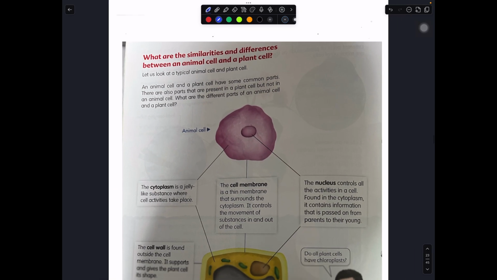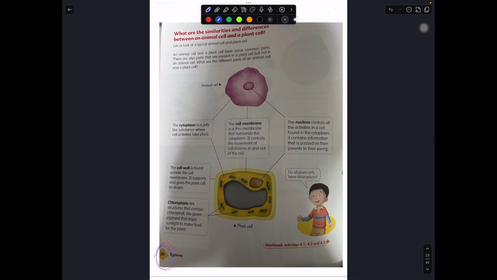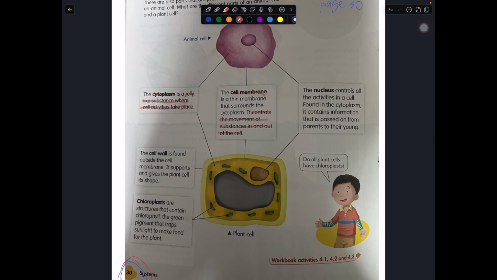Okay, so this is actually extracted from the Cycle textbook, the Cycle P5 textbook. This is P5 and P6 lah. Okay, so this is actually page 30. So this gives you a very nice description of the cell parts. The cytoplasm, then what is the function? Jelly-like substance where cell activity takes place. Cell membrane controls the movement of substances in and out of the cell. So this is actually the cell parts and the function.